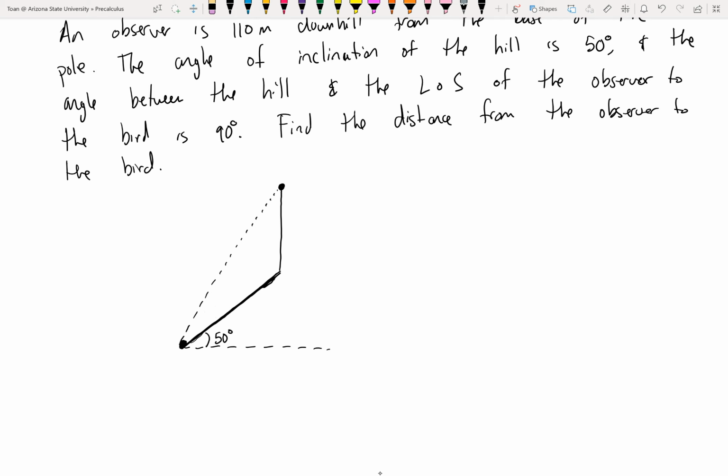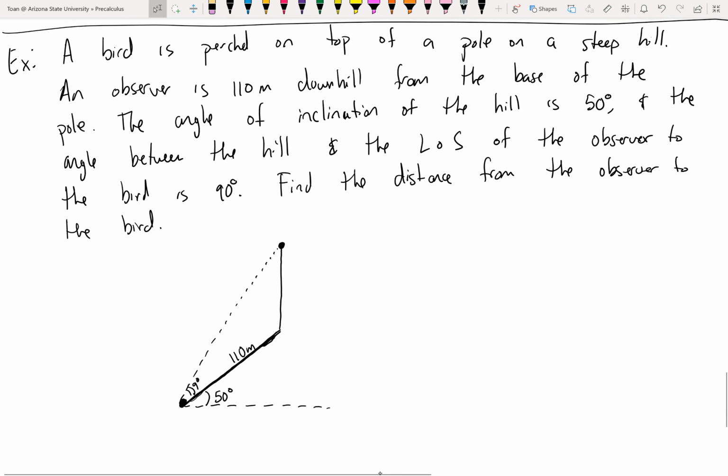I'm going to give myself some room here. So this is 110 meters. I know that this angle here is 9 degrees. Did I use all the information? I used the 110, I used the 50, I used the 9 degrees. There we go. Yep, I've used everything here.